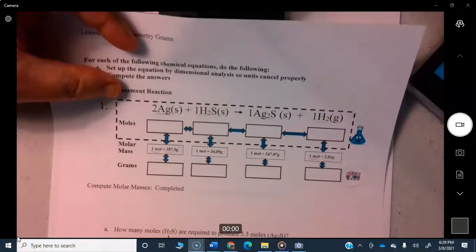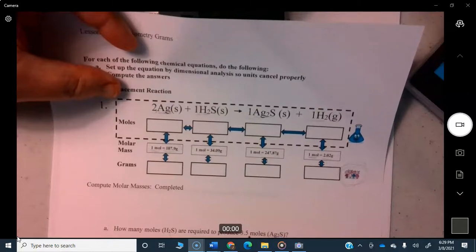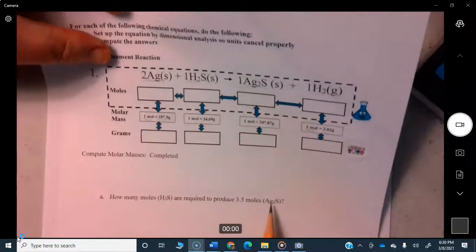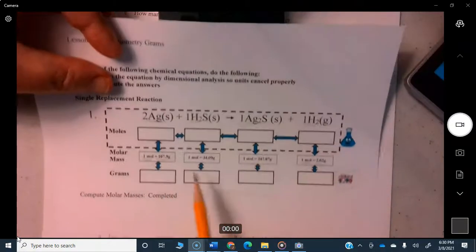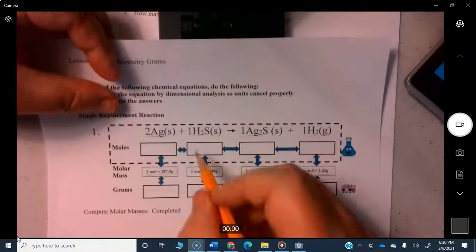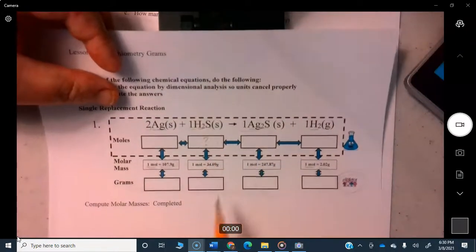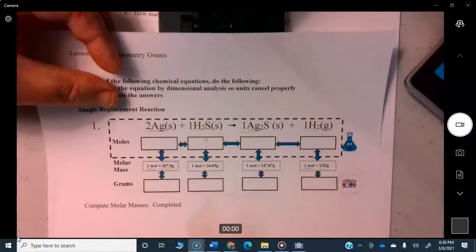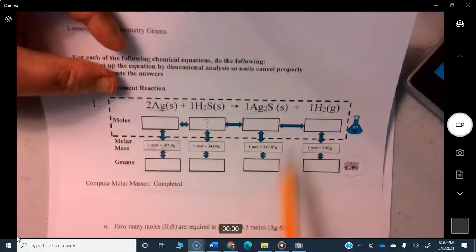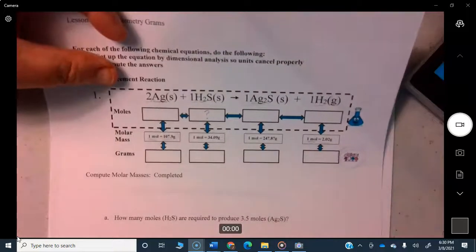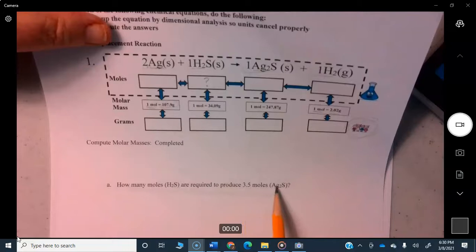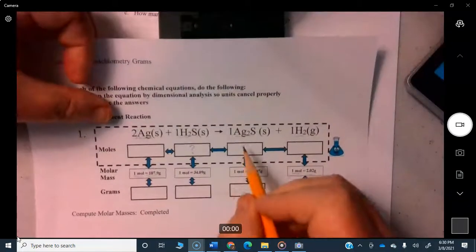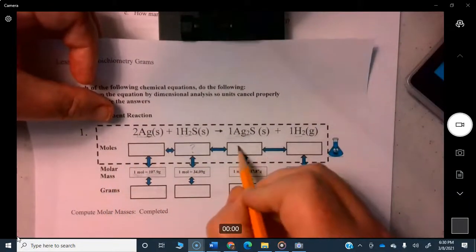Okay, so how many moles of H2S are required to produce 3.5 moles of Ag2S? So first question is how many moles H2S? So first of all, I'm in the moles row and I need to find H2S. It's right here. And the question is how many? So that's where my question mark's going to be. Now write these very lightly because you're going to erase them and use them over and over again. This one graphic organizer is going to be used for about 6 different questions. And then it says are required to produce 3.5 moles of Ag2S. So here is Ag2S and this is the moles row, so it's 3.5.